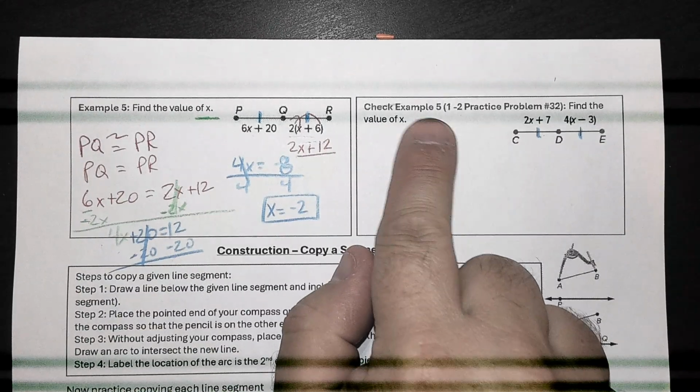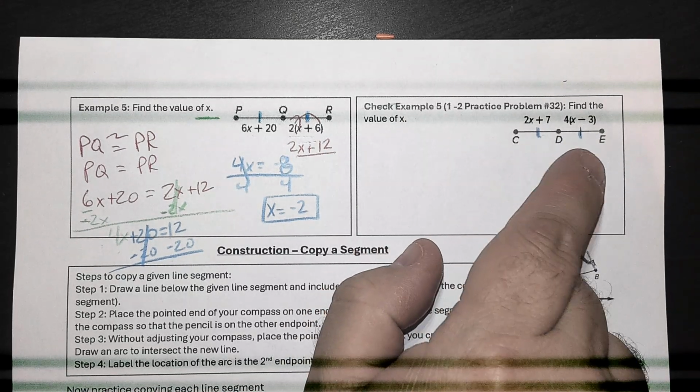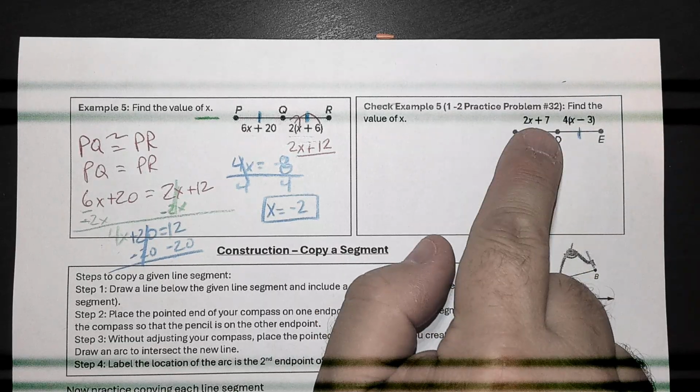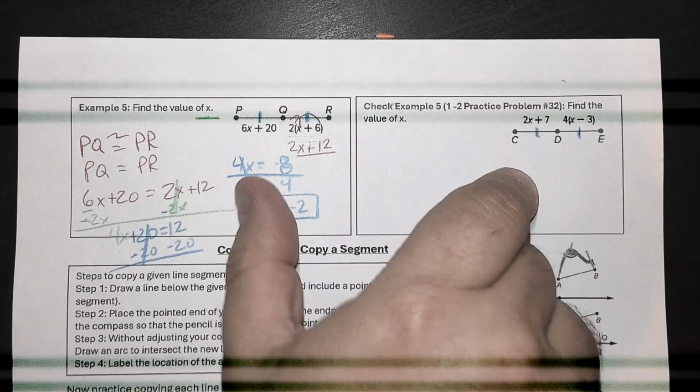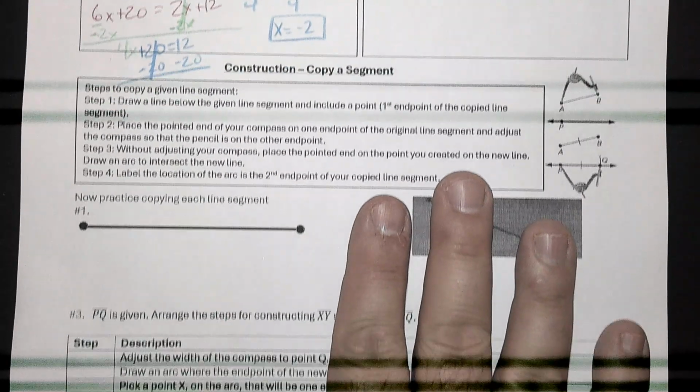So over here, check example 5. These two guys are congruent. Go ahead and distribute that 4 first. You know what this means. Set it up just like this guy.